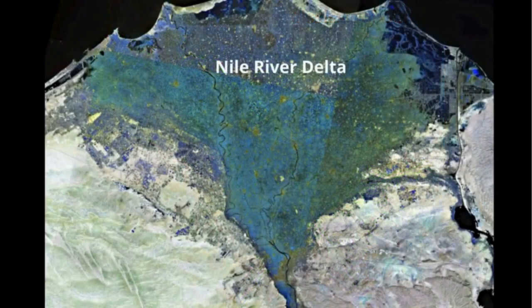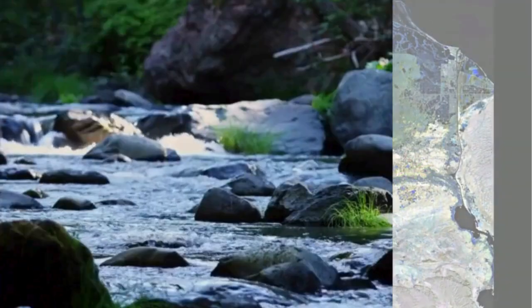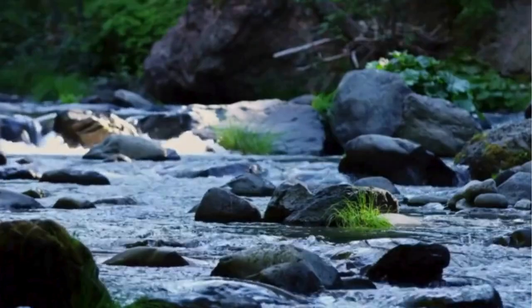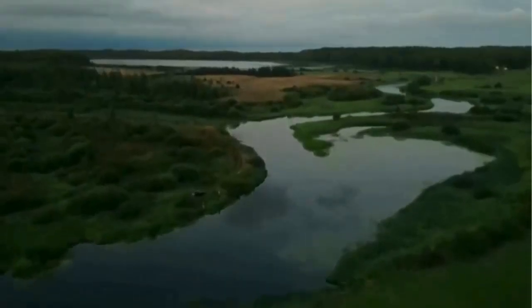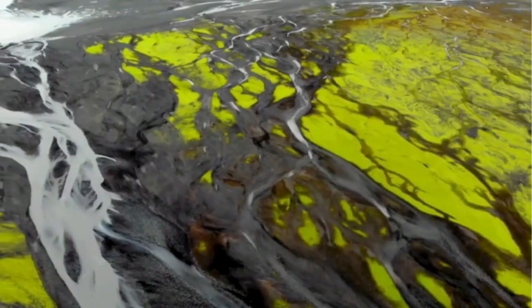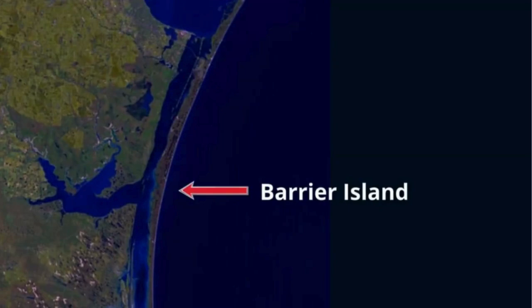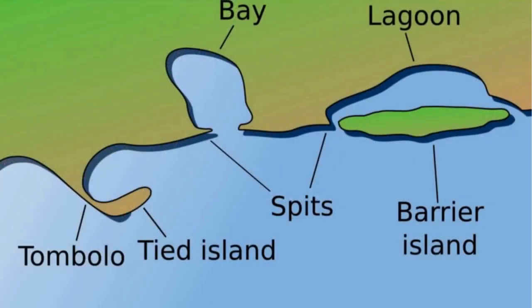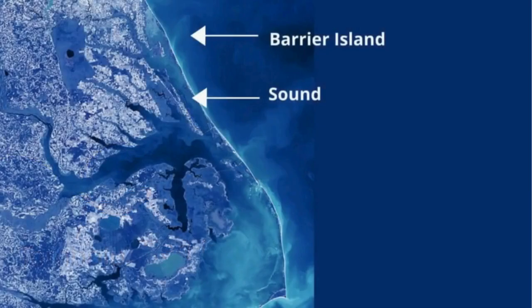So, in summary, deltas form when rivers pick up sediment caused by weathering and erosion. The river slows down when it enters a body of water, and this may create landforms, and sometimes it may look like a triangle. A barrier island is a long, narrow island that runs parallel to the mainland coast. It is separated from the mainland by a body of water, such as a lagoon or a sound, which is a relatively narrow body of water between the mainland and an island.